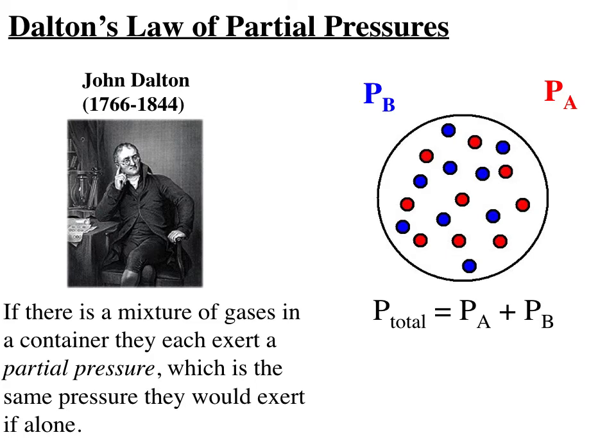So for mixtures of gases in a container, each will exert its own partial pressure, which would have been the same that it would exert if it was in there by itself. And the more gases you add, you just add more partial pressures together to get the total pressure of all gases in the chamber.